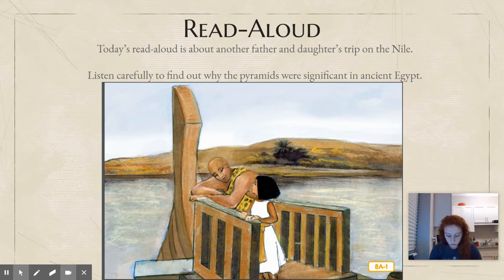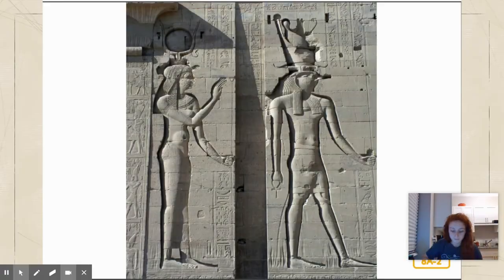Remember, a pyramid is a structure with 4 triangular sides and a square base or bottom. They journeyed, or traveled, for many days as passengers on a large sailing ship. During the voyage, Setna explained to his daughter what the Great Pyramid was and why it had been built.